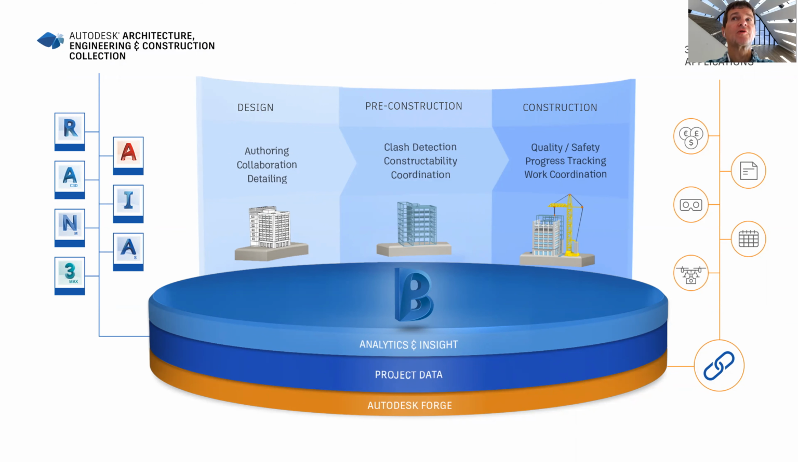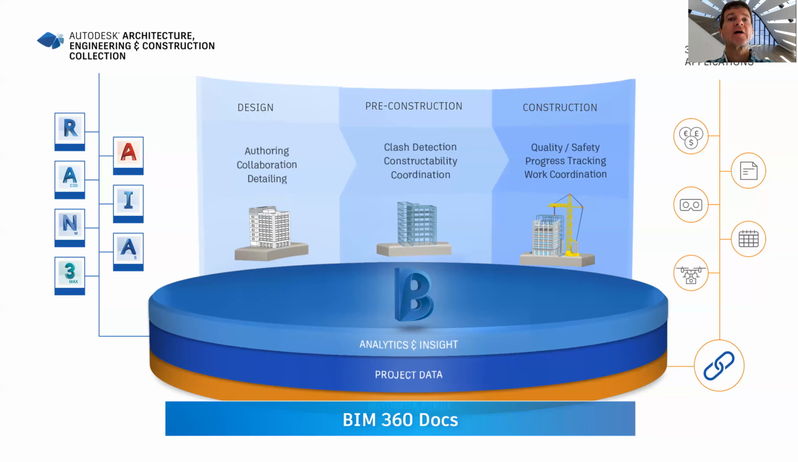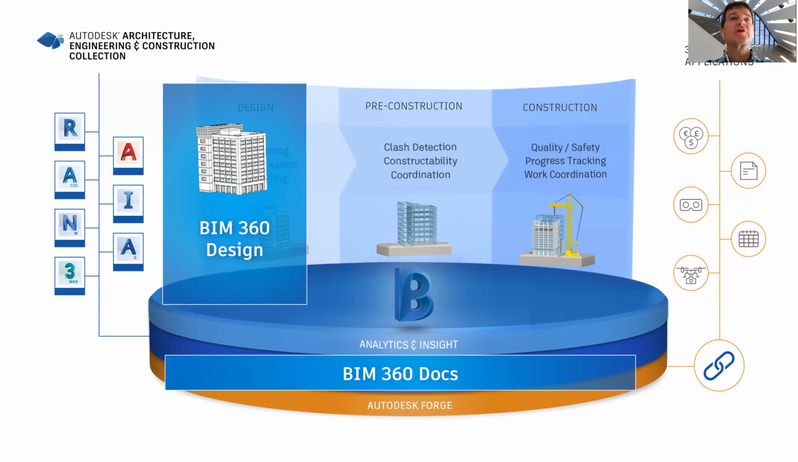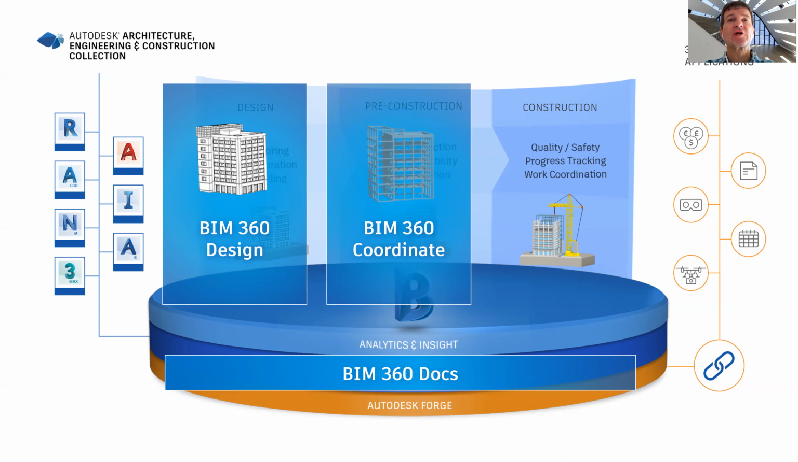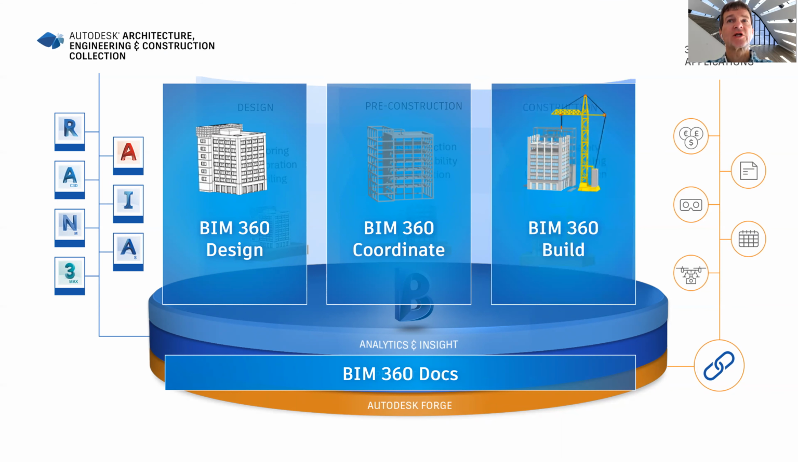So you already know from previous slides that we have the architecture of our solution BIM 360 as follows. So we have project data, which is BIM 360 Docs. Then we have BIM 360 Design, which is the topic for this webinar, for real-time collaboration in cloud. Then we have Coordinate for clash detection and coordination in cloud. And last but not least, we have a solution for construction companies called BIM 360 Build. And as I mentioned, the goal is to talk about BIM 360 Design.